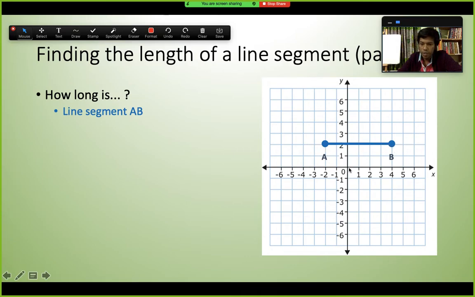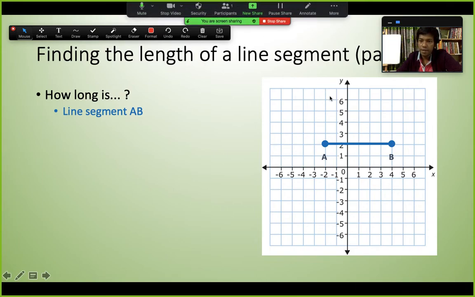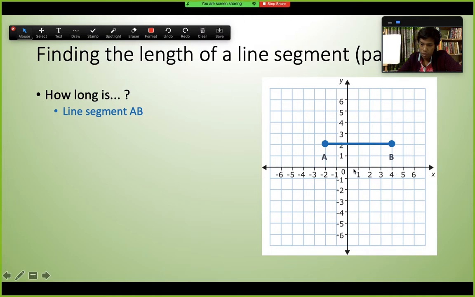Or you can look at it here. This is 4. This is minus 2. But distance is always positive, so you just have to add them to get the distance. Okay, so what is the total distance? Total distance is 6. What is the distance of this line segment BC?